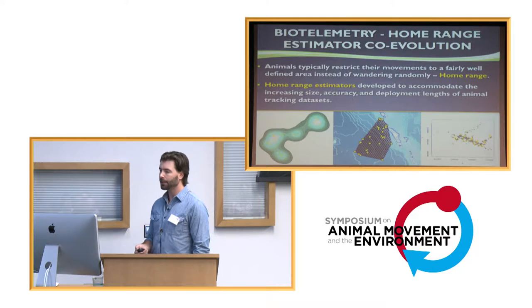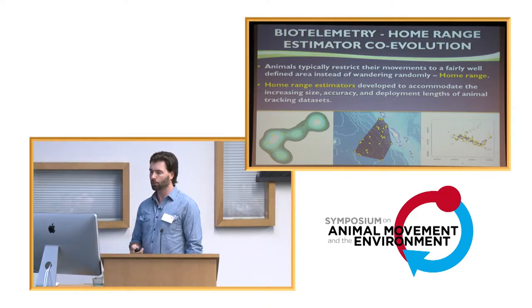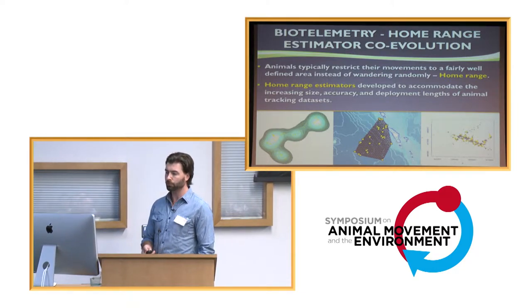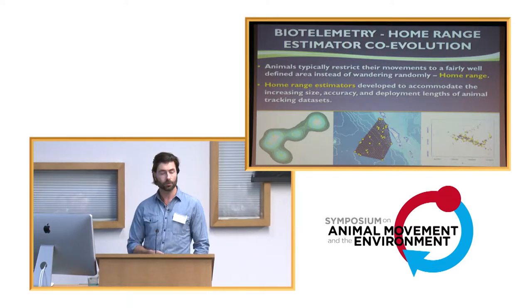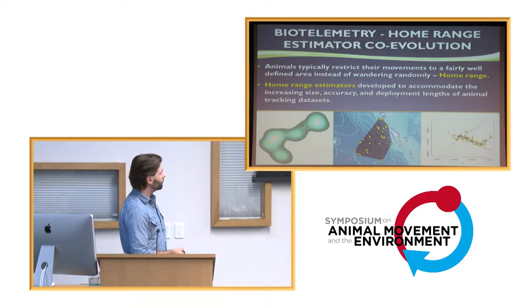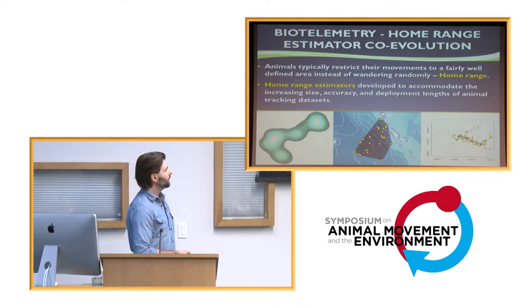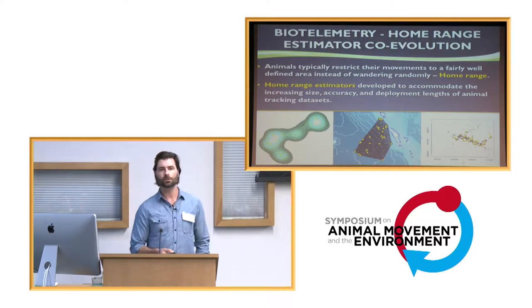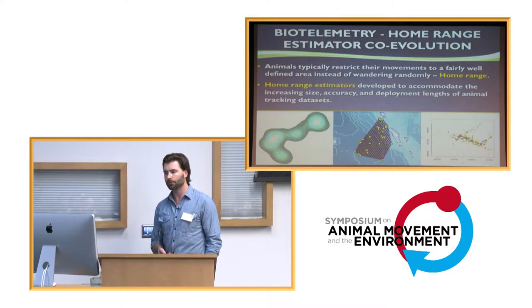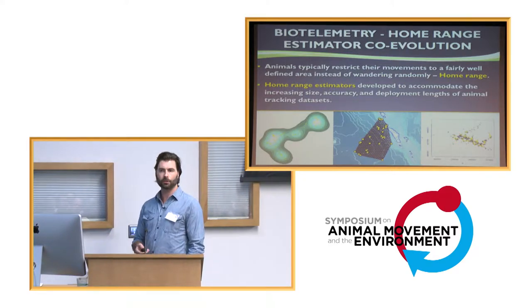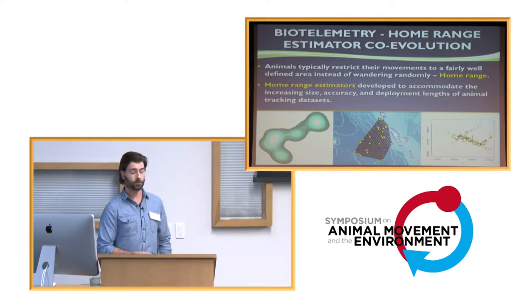And so typically what folks such as ourselves have done historically is use a home range estimator to summarize our location data, and these have been developed over the years to accommodate the increasing size, accuracy, and deployment lengths of animal tracking data sets. Decades ago we had the simple minimum convex polygon, and now probably 90% of users out there still use the kernel home range. And now there are some more sophisticated, interesting methods coming online, such as the localized convex hull method, the T-LoCoH method that Wayne Getz and his lab are developing.